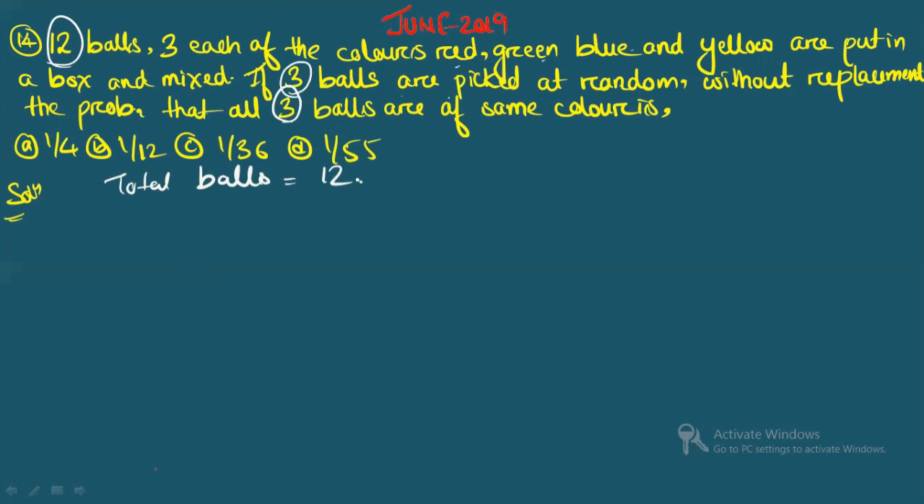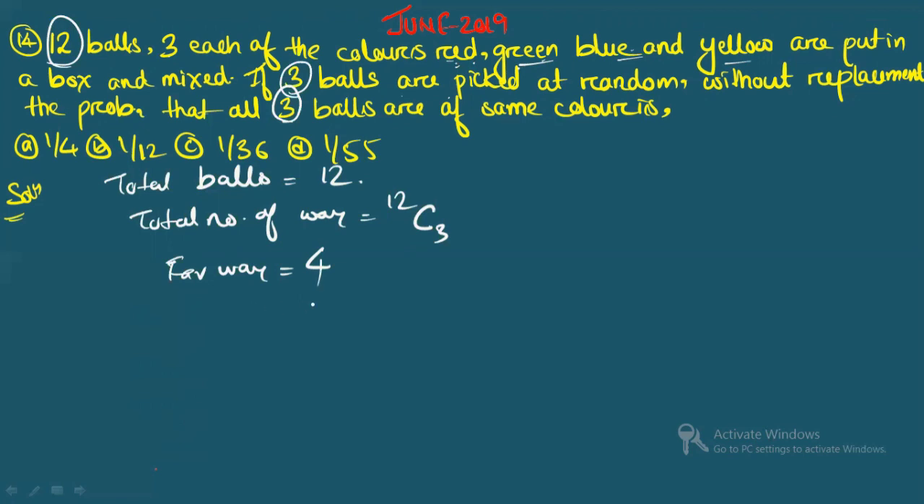Now we will see the total number of ways. It is simple: total is 12 combination 3, because we can pick 3 at once randomly. Next is the favorable ways. Favorable ways will be 4, yes or no? Because you need 3 of the same color, and you have 4 colors here: red, green, blue, yellow. So it can be 3 red, 3 blue, 3 green, or 3 yellow. So it is 4.